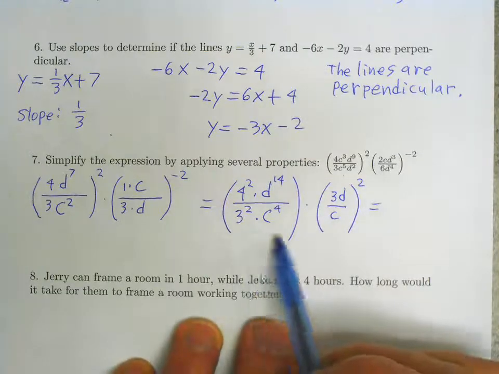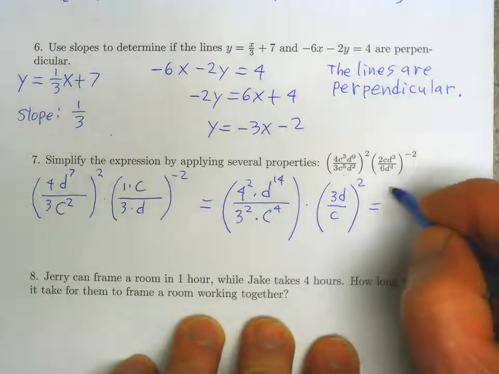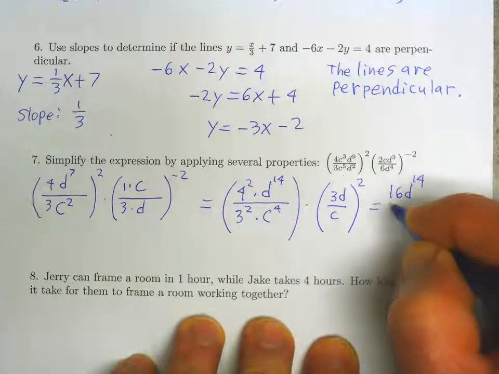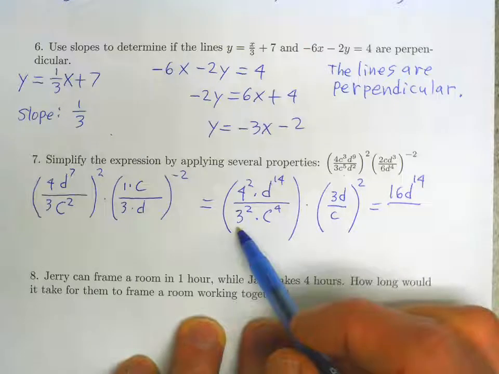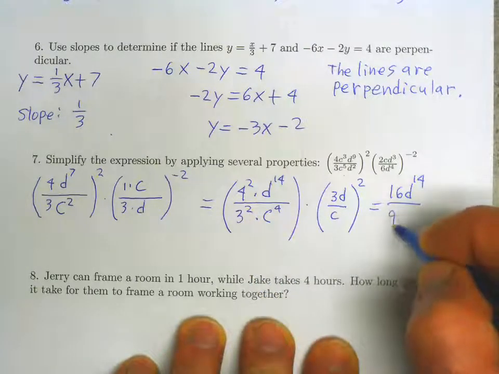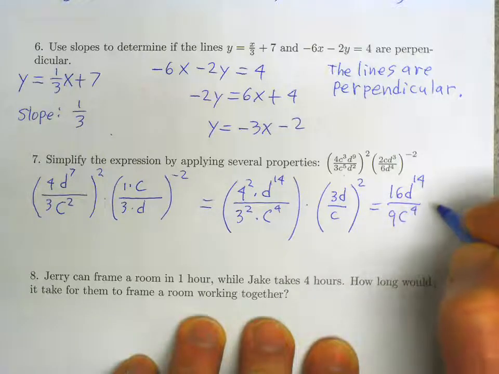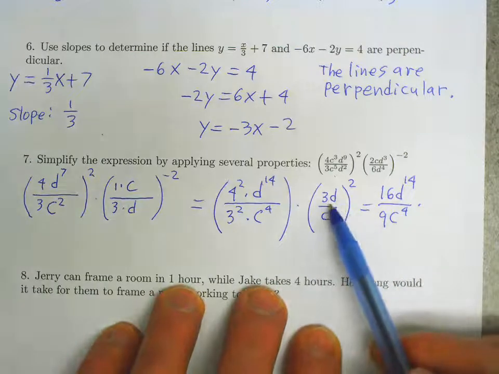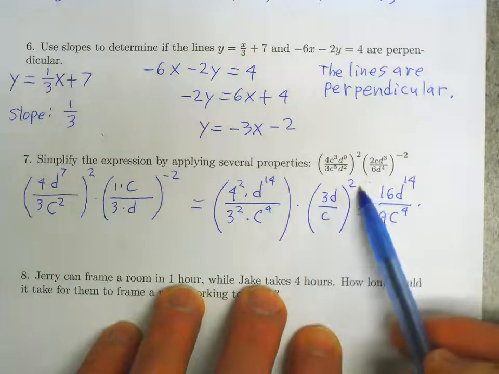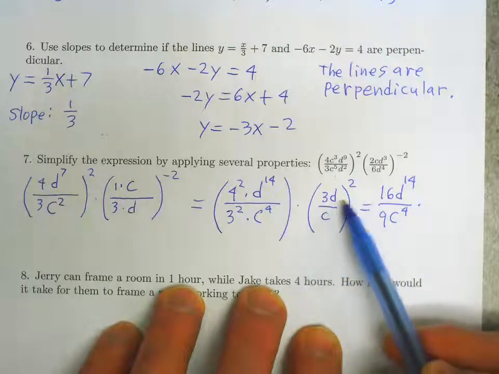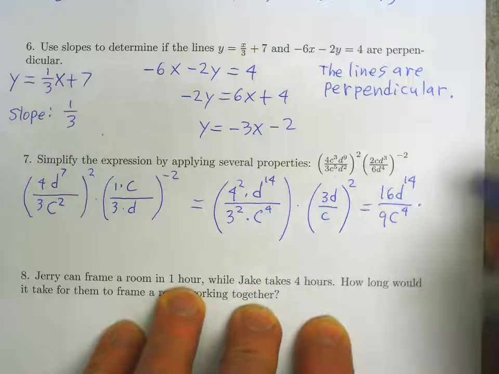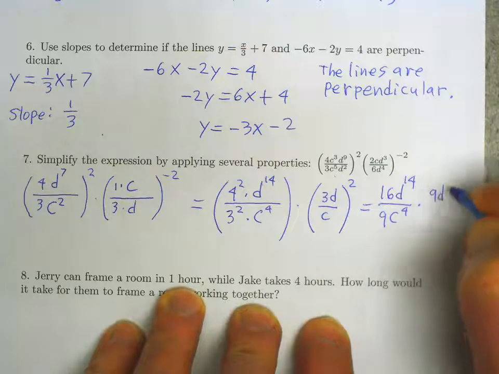Okay, we'll simplify this a little bit. 4 to the second is 16, so I get 16 times d to the 14th divided by 9c to the 4th, because 3 to the second is 9, so 9c to the 4th. And then we can square 3d. We're raising it to the second power, so 3d times 3d is 9d to the second.